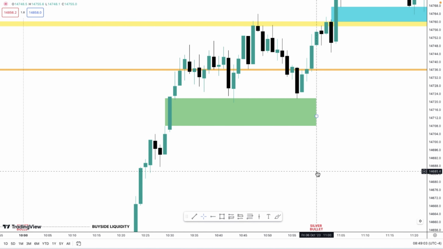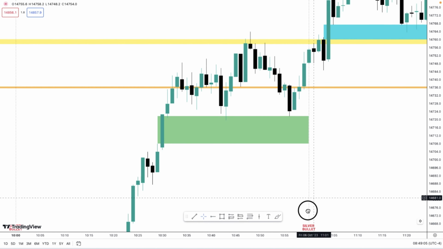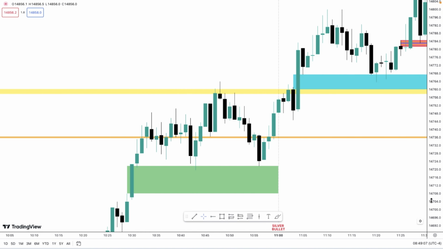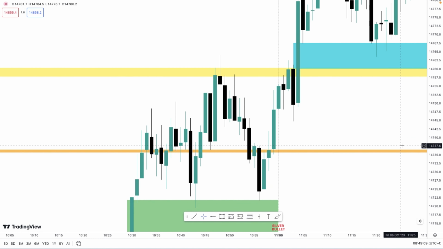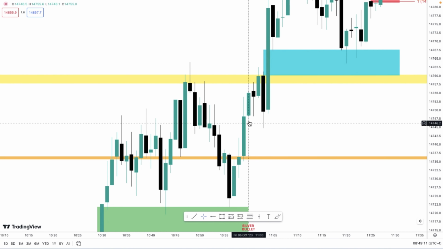Silver bullet ends at 11. You could be done trading for the day. A new trader who trades the London close, I made a video on London close, he starts looking at his chart from 11. As soon as it is 11, he sees that at 11:03, price is trading to this fair value gap.